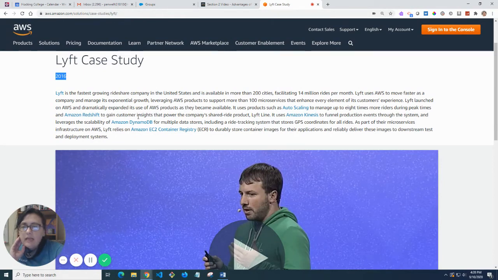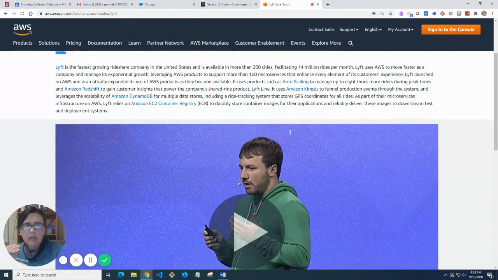They use Redshift to gain customer insights. Redshift is a data warehouse. It uses Kinesis, which is data streaming, and leverages the scalability of Amazon DynamoDB, which is a NoSQL database for multiple data stores. It includes ride tracking systems that include GPS coordinates for all rides. So there's IoT. I don't know if they mentioned IoT in this, but there are some IoT components as well.